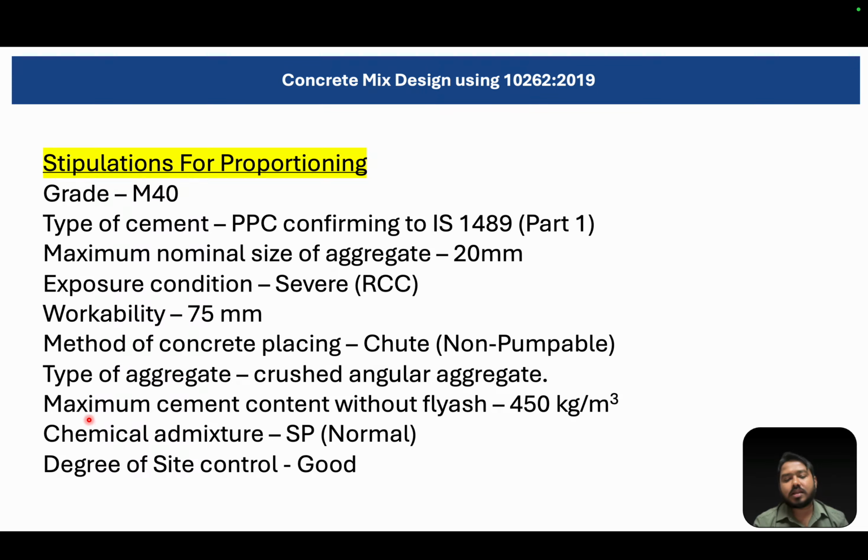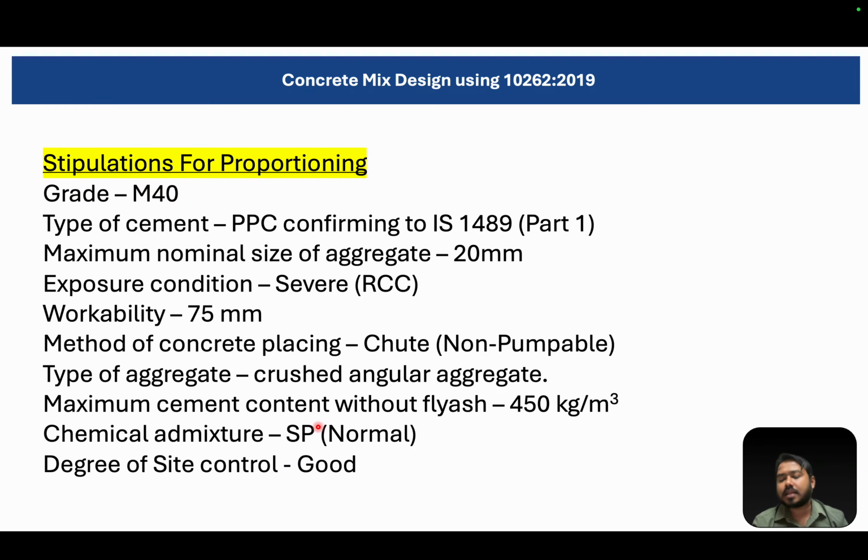So that is why it is given in the question, maximum cement use permissible without fly ash is 450 kg per meter cube. And chemical admixture is given, super plasticizer and normal. So basically the role of this chemical admixture is, sometimes we need to add more quantity of water. So without adding more water demand, we can also compensate the extra water by using this chemical admixture. So it has more water retention.